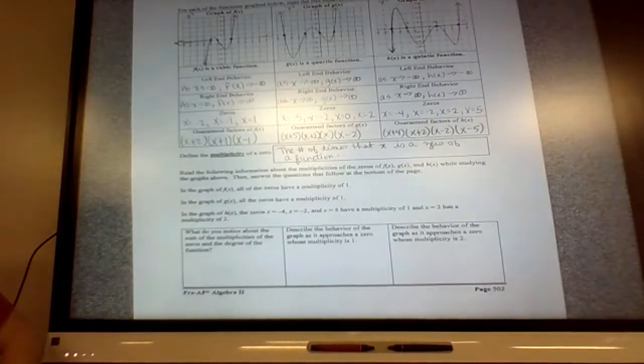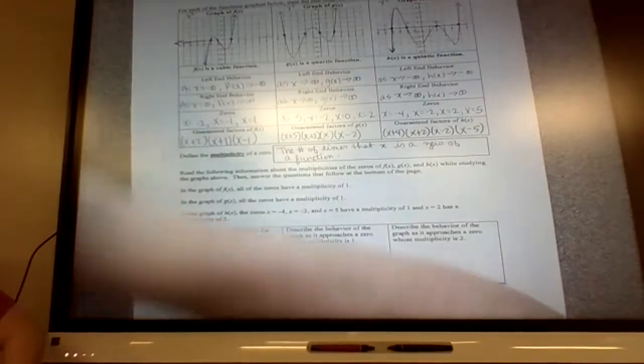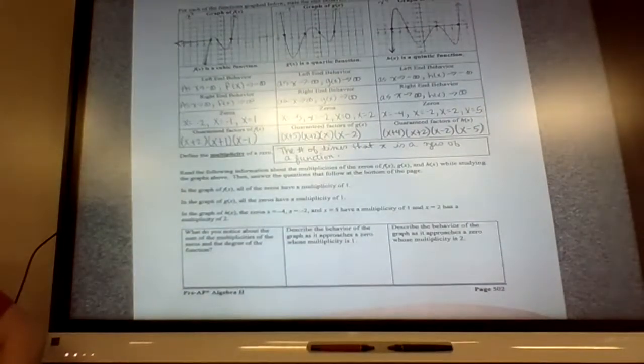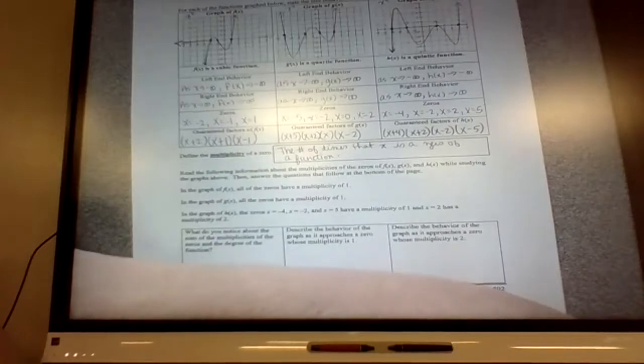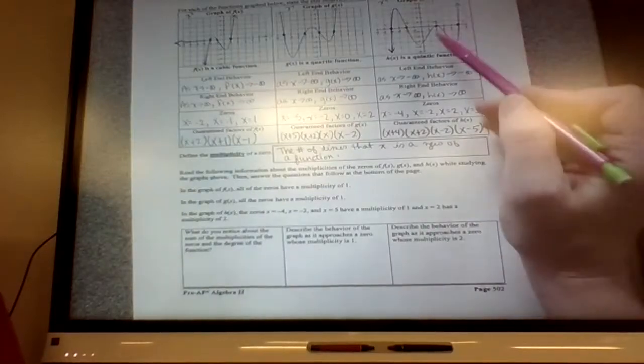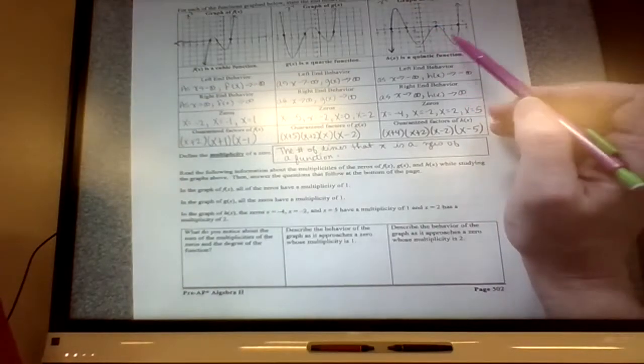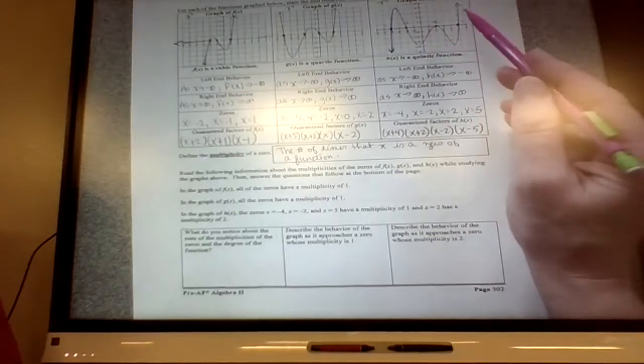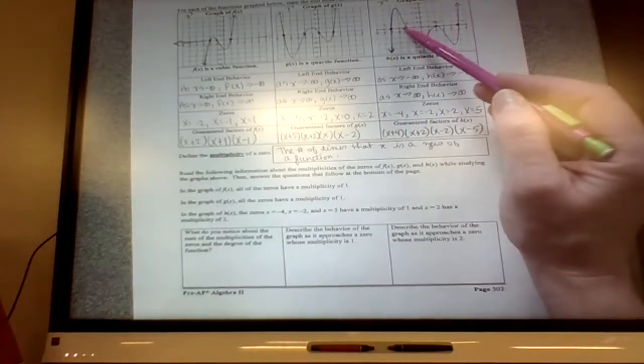So let me just ask you, what is happening where it has a multiplicity of 2 versus a multiplicity of 1? It bounces off. Okay. If it has a multiplicity of 2, it's not going to pass through the zero. It hits it and ricochets. With multiplicity 1, it passes through, passes through, passes through.